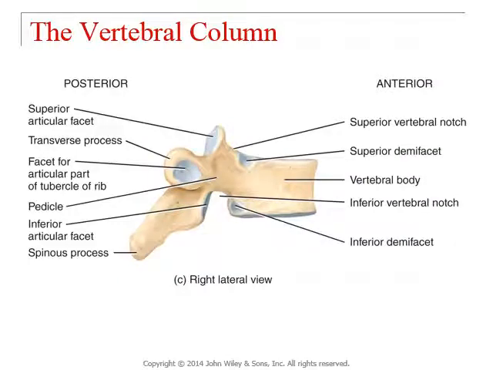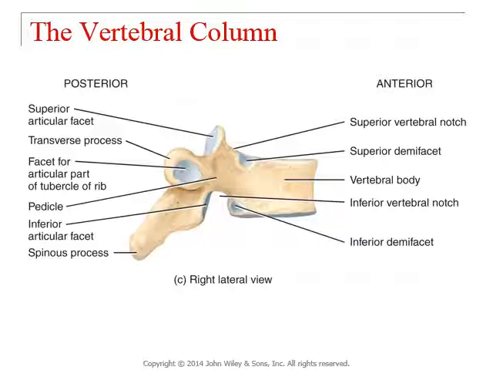Here's a close-up shot of the right lateral view of a typical thoracic vertebra. So again, you can see the vertebral body forming a nice cube-like structure there. You'll find an intervertebral disc both above and below the vertebral body. You'll find the superior vertebral notch, as well as a superior demifacet, as well as an inferior demifacet on the inferior portion of the vertebral body, as well as the inferior vertebral notch.